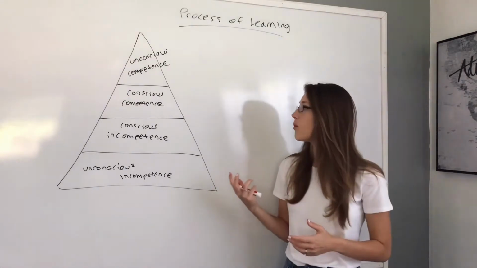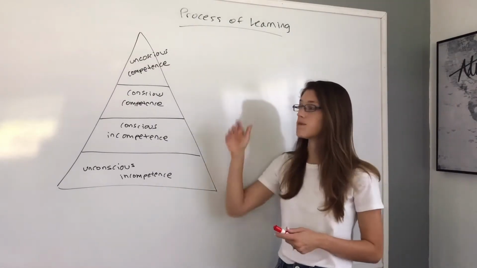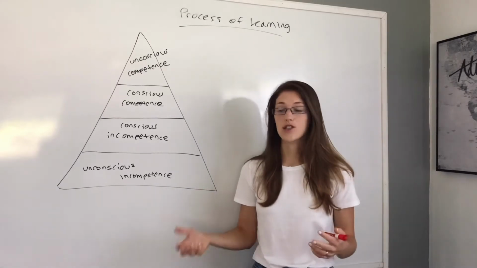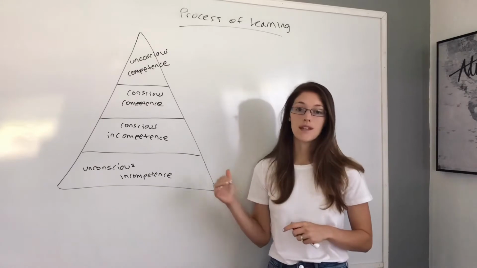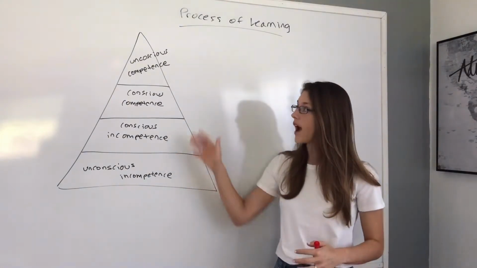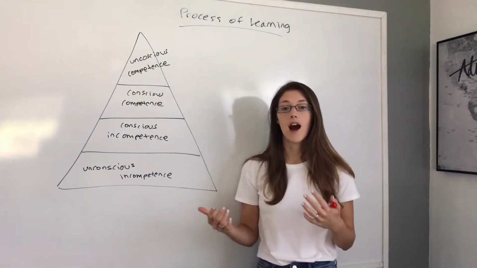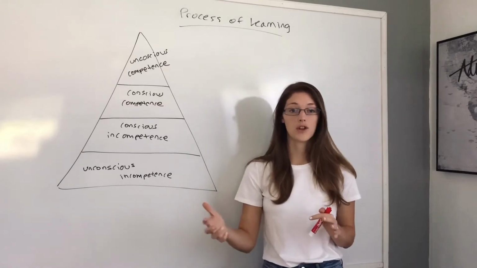What I have here on the board is Maslow's four aspects of the process of learning. I put it in a pyramid form just for visual reasons, but I'm going to walk you through these four aspects of the process of learning, and then we'll apply it to the role of a Christian teacher.